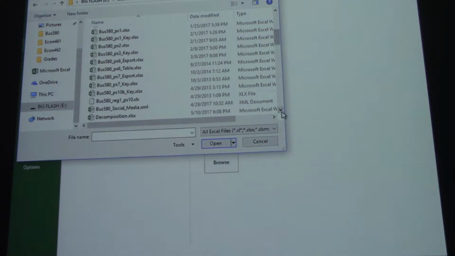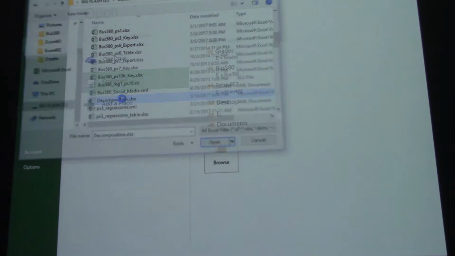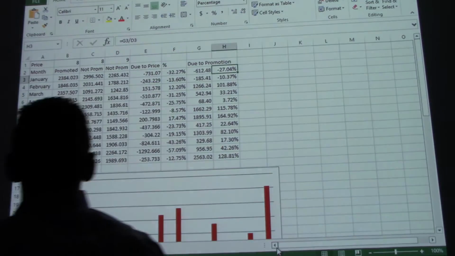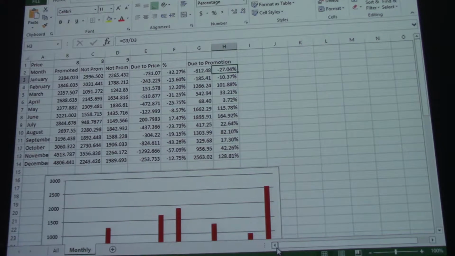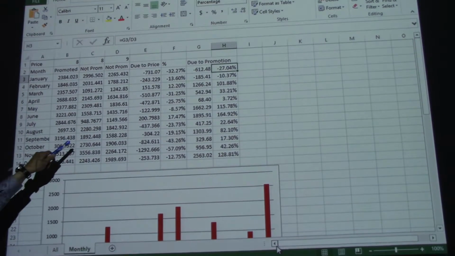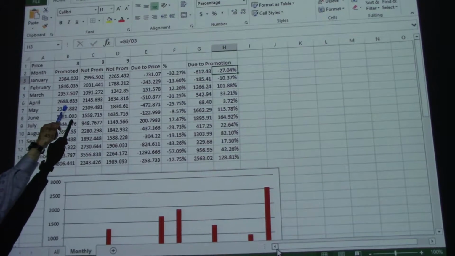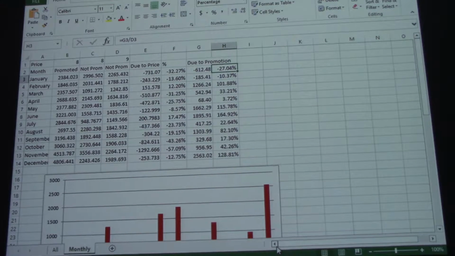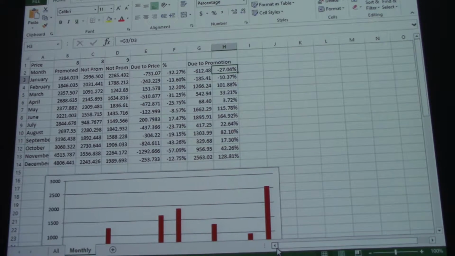Let's see, there should be one called decomposition. There it is. All right, there it is. So essentially what I did was I took those margins. Notice I put the prices up there. So this is promoted demand at $8. This is non-promoted demand at $8. This is non-promoted demand at $9. And then I basically did the math.